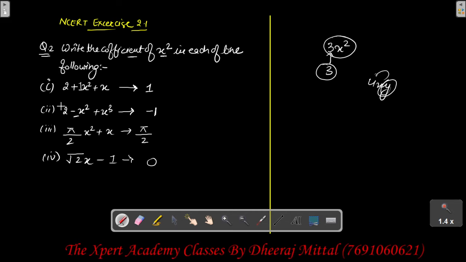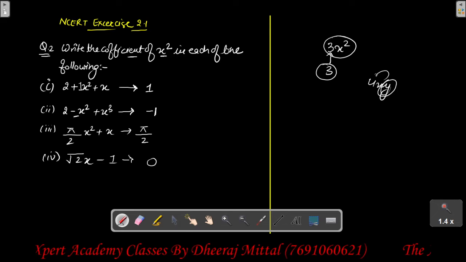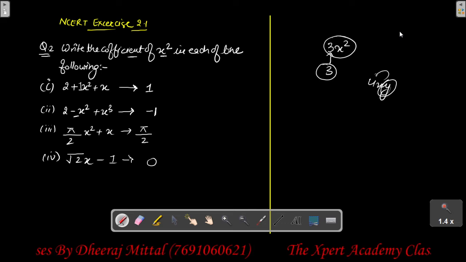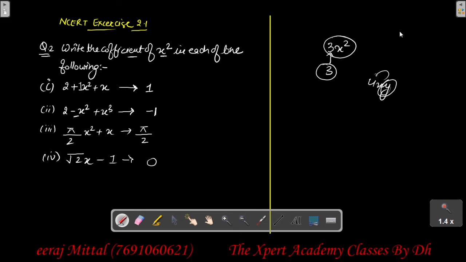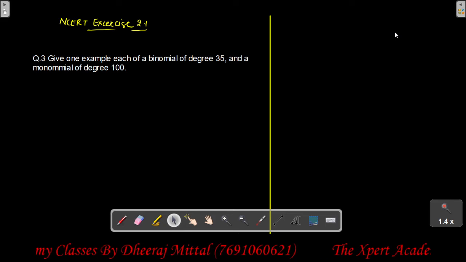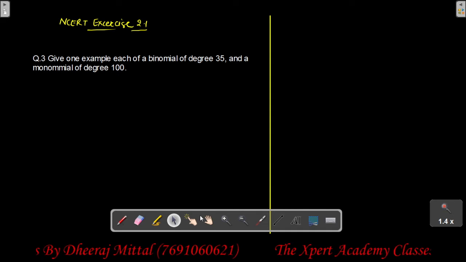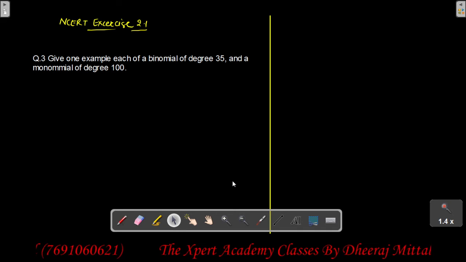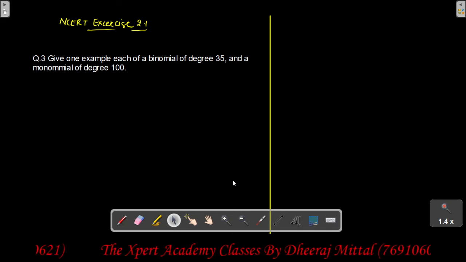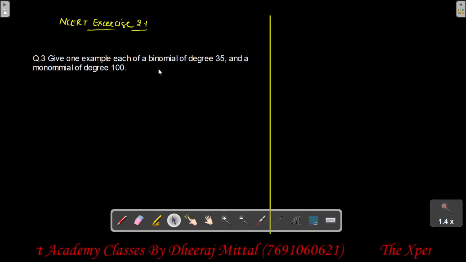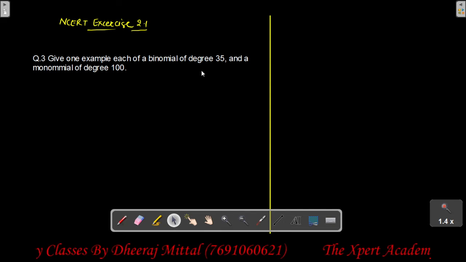Here is the solution of question number second. Now we will do question number third. So look at question number third. Question number third is: give one example each of a binomial of degree 35 and a monomial of degree 100. So we have to write a binomial of degree 35.